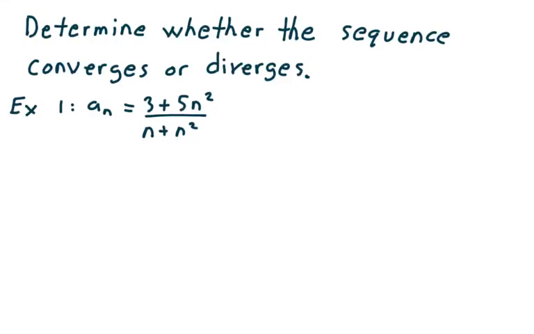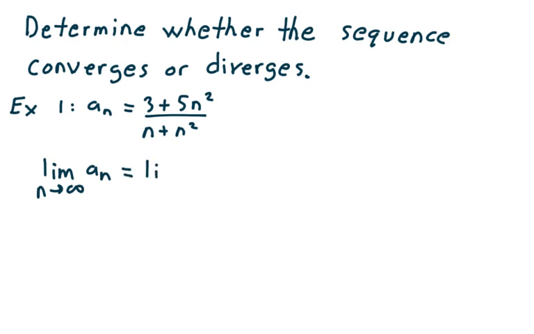The directions say to determine whether the sequence converges or diverges. If it converges, we are going to find the limit. In example 1, we have a sub n is equal to 3 plus 5n squared divided by n plus n squared. And what we're going to do is look at the limit as n goes to infinity of a sub n.